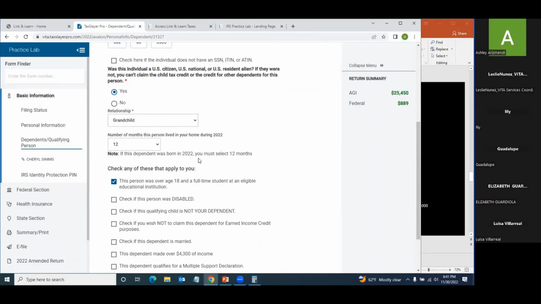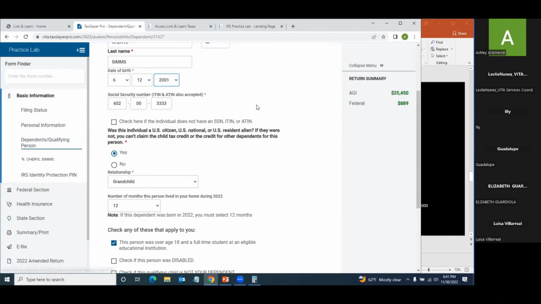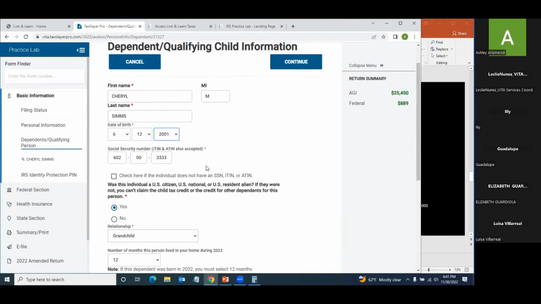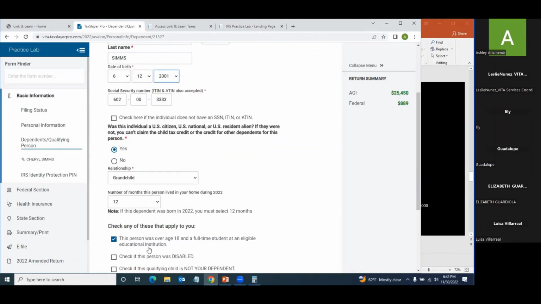Basic information you said, right? Yes, basic information up where it says here. And then dependents, right? And so then we're gonna push the edit. And we're gonna change her date of birth to what? To 2001, just the year. Right. But it should be 2004, no? If the kid is 18 years old, it doesn't matter, as long as she's over 18.